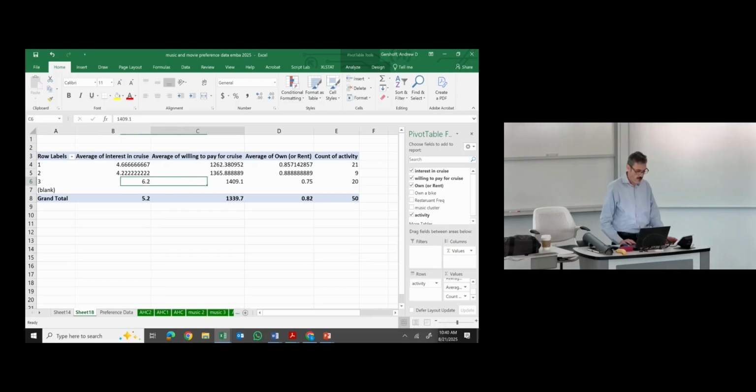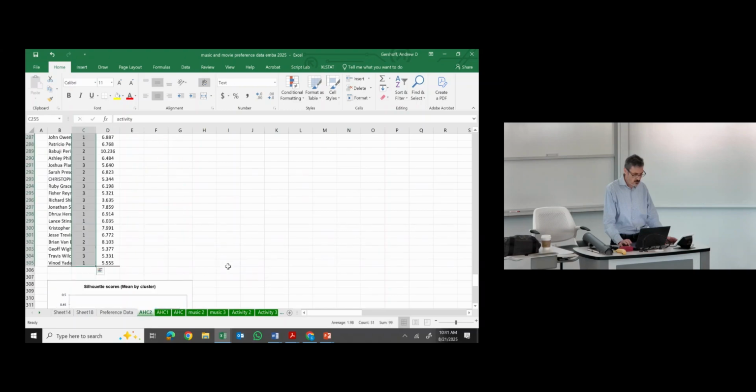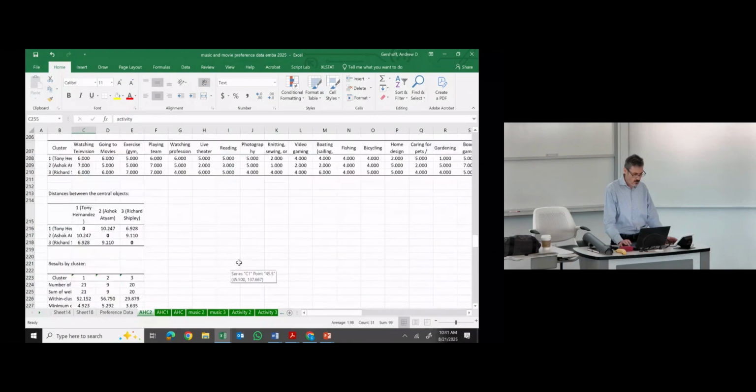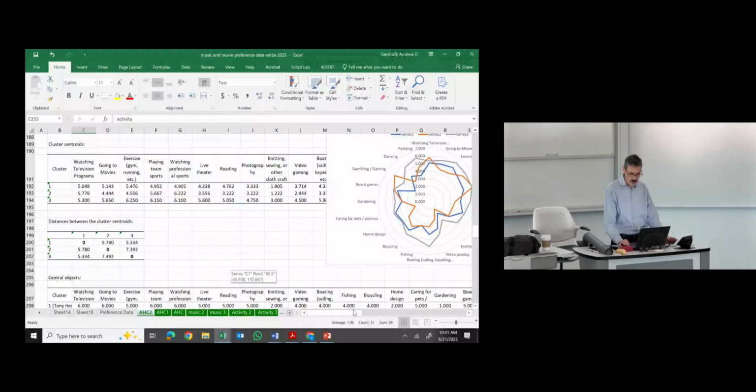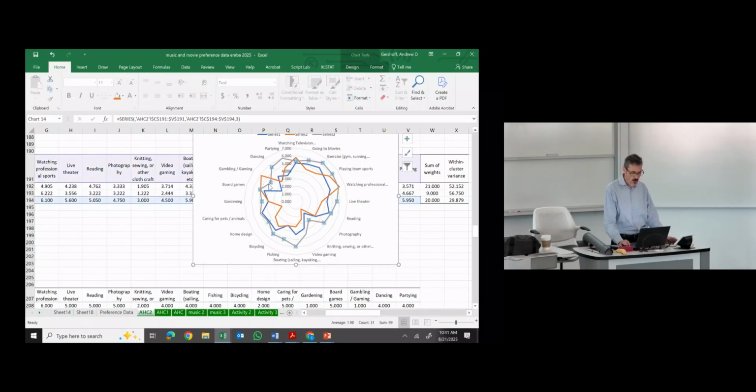Can you show the radar one again, I'm sorry, for this? Yeah. The gray one is the 3rd cluster. So these are the 3. Boating and sailing. I guess it makes sense if you like boating and sailing, you're more likely to want to go on a cruise. But they don't like knitting. Definitely not going to want to do the knitting. They love gardening. So they like a lot of things. They seem to have a lot of time.